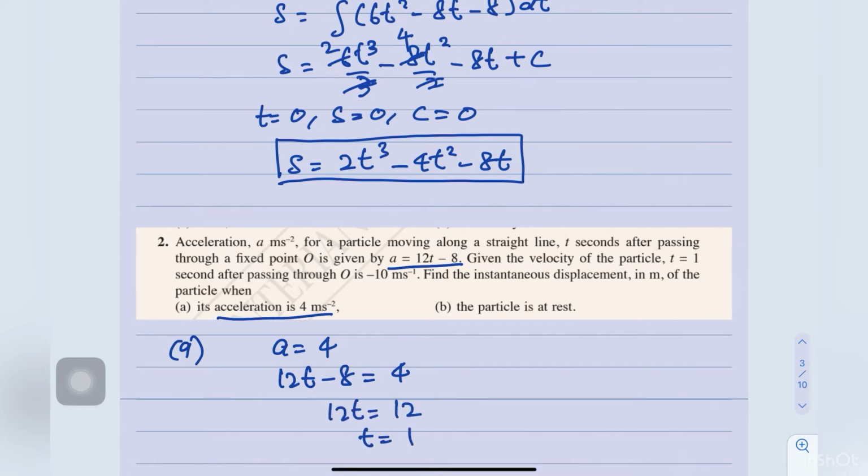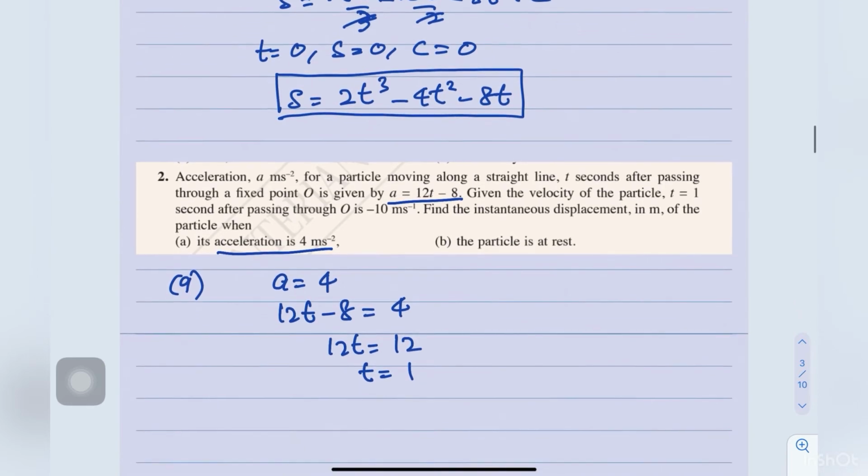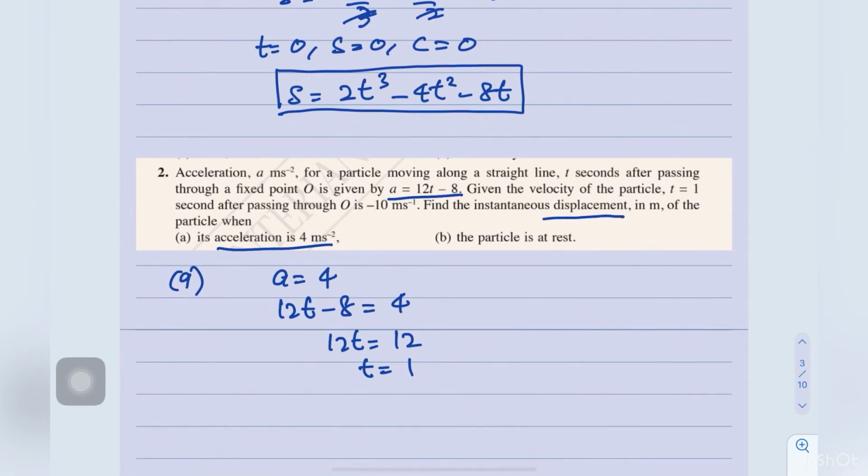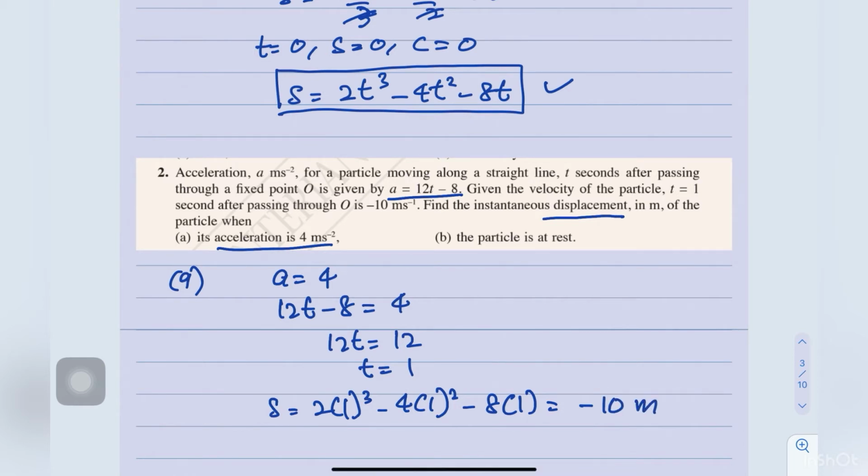Okay, so then substitute t equals 1 into displacement. So S equals 2 times 1 cubed minus 4 times 1 squared minus 8 times 1, which equals negative 10 meters. Meaning that when acceleration is 4 meters per second squared, the particle is 10 meters to the left of point O, because negative means to the left.